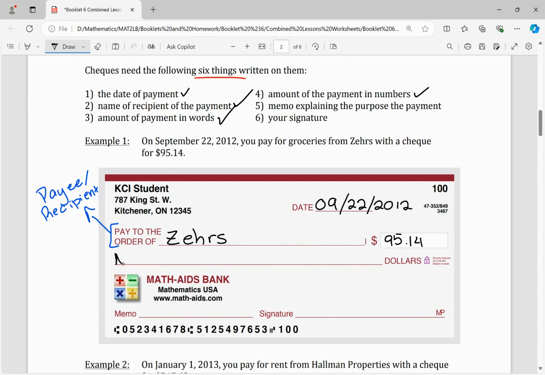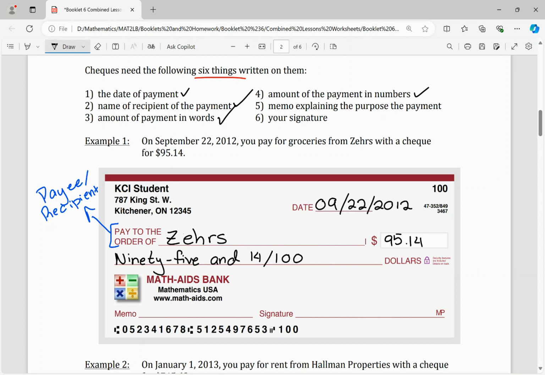So 95 is our number of dollars. Now, when you get to the cents, you need to do the following. Write the word "and" and then write your cent as a fraction. That is 14 out of 100. Right? 14 cents out of 100 cents, which would make the dollar.